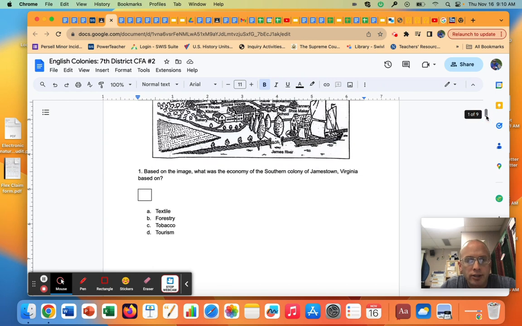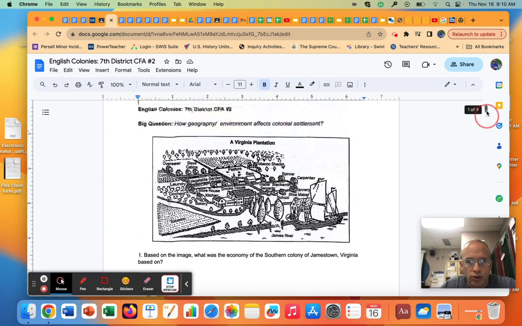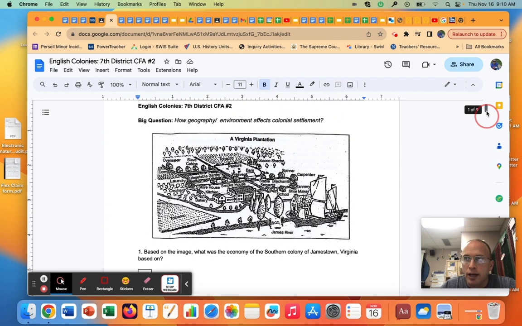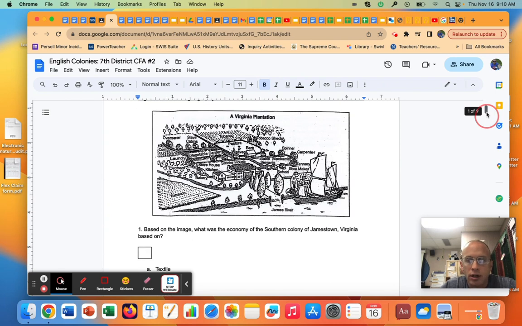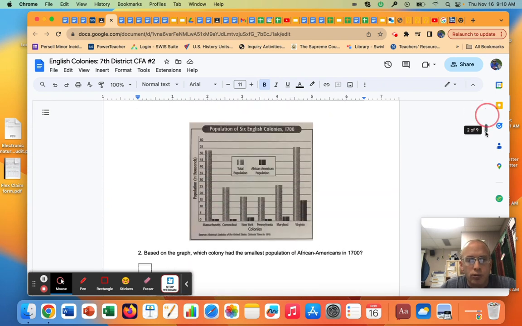Question number one, it's multiple choice. Based on the image, what was the economy of the southern colony of Jamestown, Virginia, based on? You got four choices here. You have A, textiles, second one, B, forestry, third one, C, tobacco, and the fourth one, D, tourism. Look at that illustration up there, look at the titles, and you should be able to find the answer. All right, good. Let's move down to the next one.